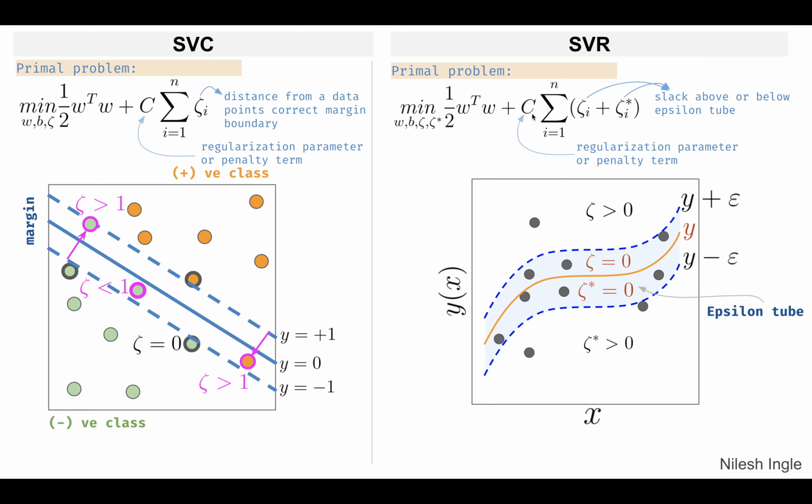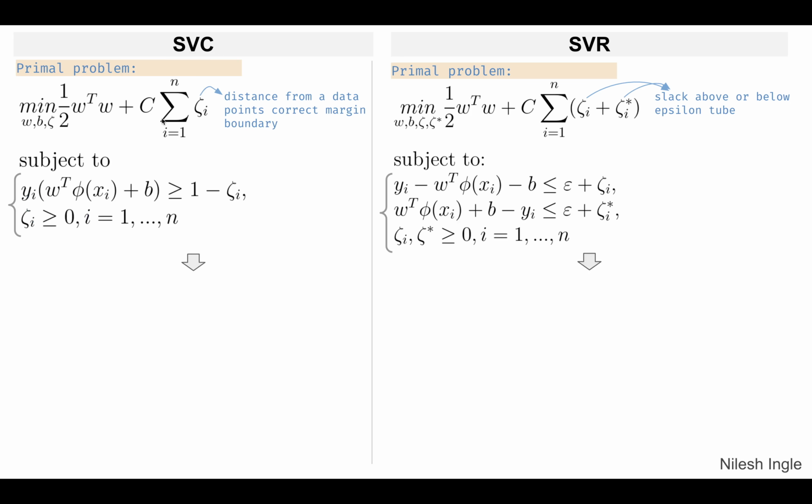Similarly here we have the same setup, except that instead of just one zeta, we have zeta i plus zeta star i, and that's because we are looking at the space above and below the epsilon tube as shown in the figure below. Whereas in the classification task we are interested in keeping things out of the margin, in regression we want to keep things inside the margin. So that's the difference there. And these minimization equations are subject to these constraints that are shown here.